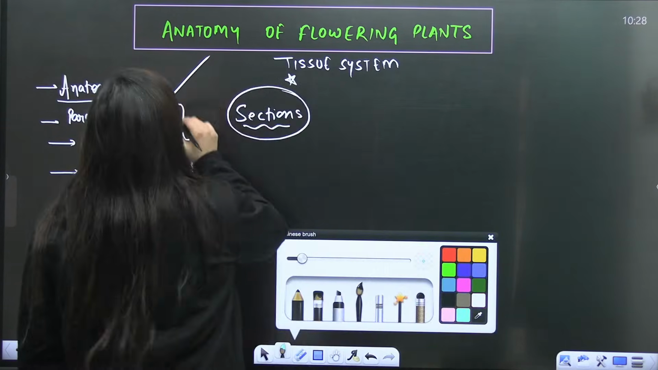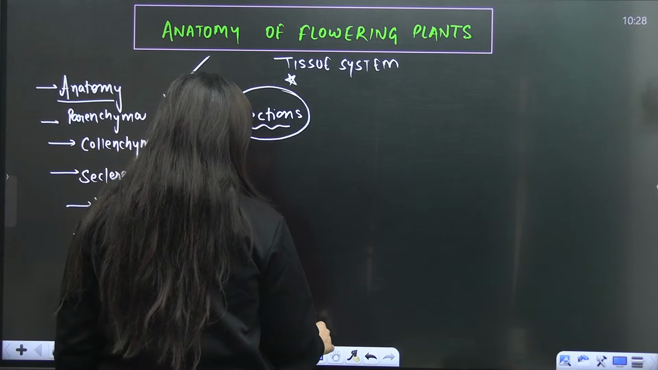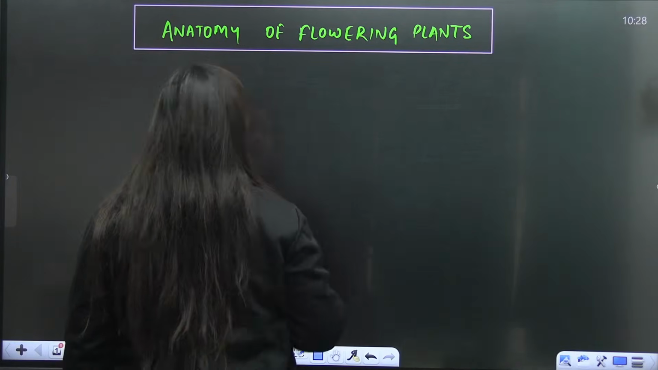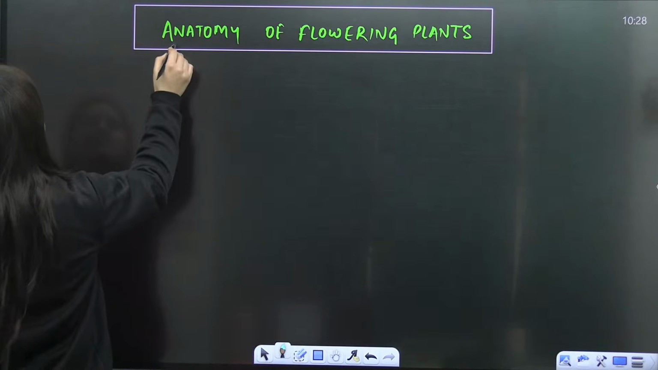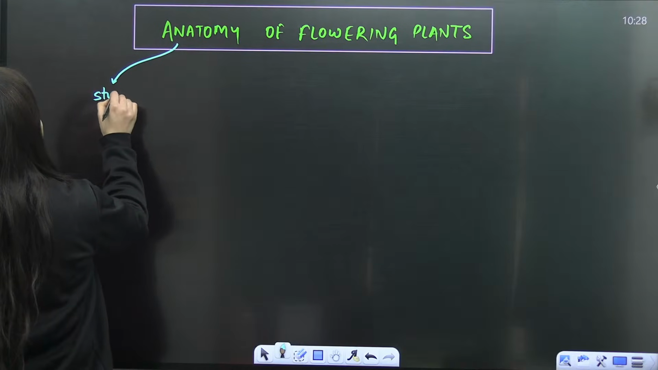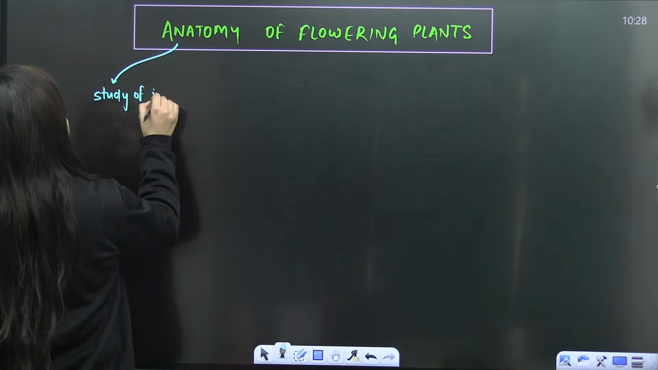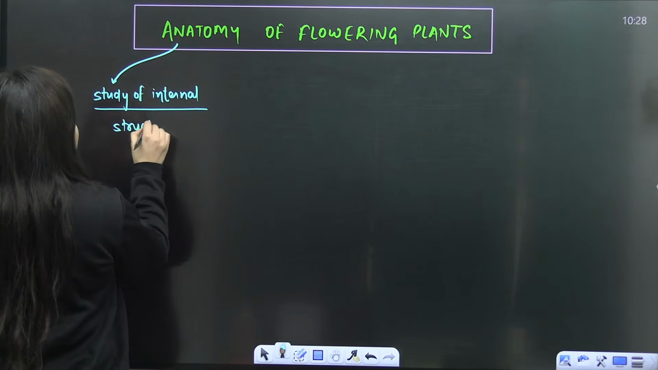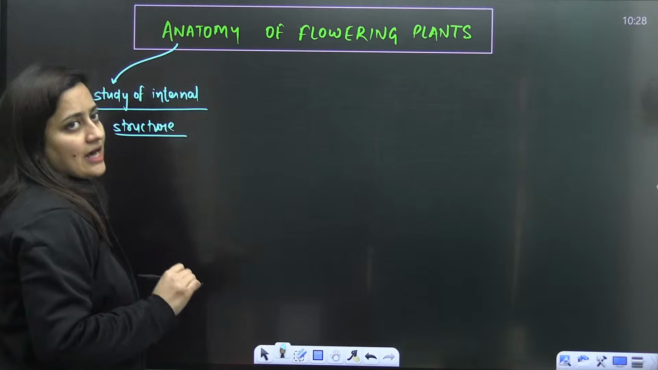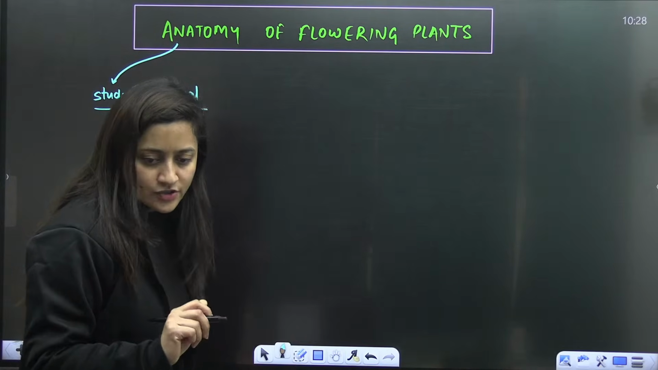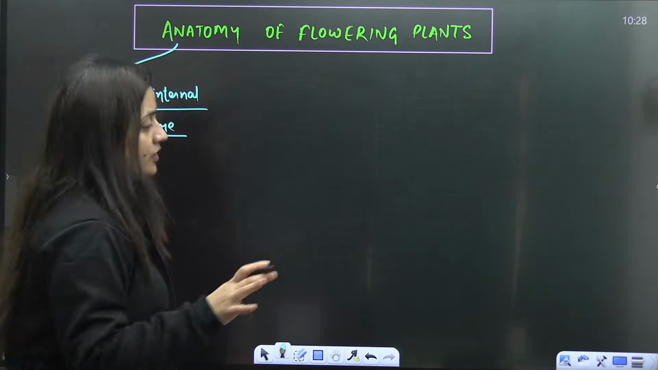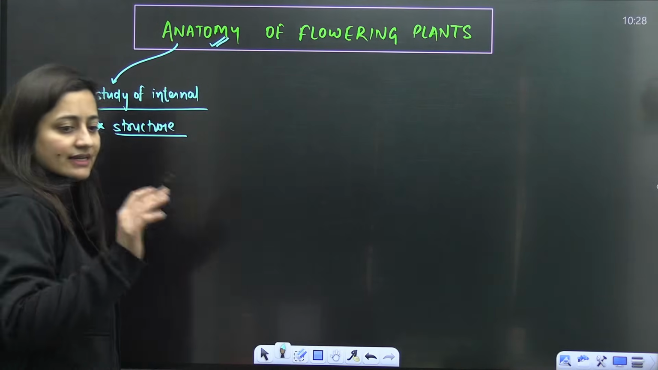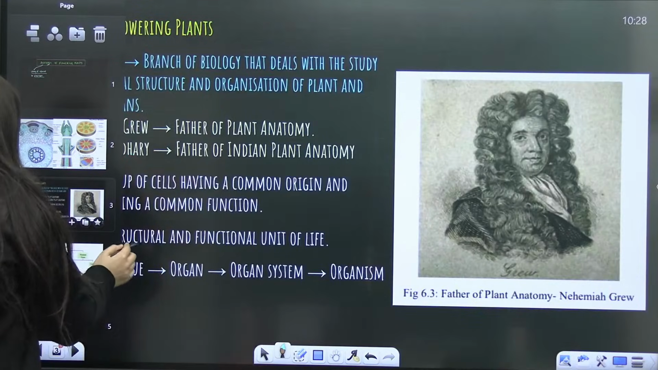Yes, you are right. So what are we talking about? We are talking about anatomy. So what is anatomy? It is the study of internal structure. And yes, as per your request, I'll soon start. This month I'll complete morphology as well. Happy? So the study of internal structure, what do we call it? It is anatomy.